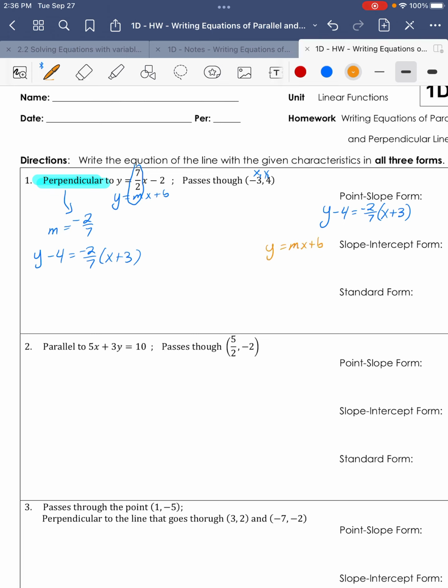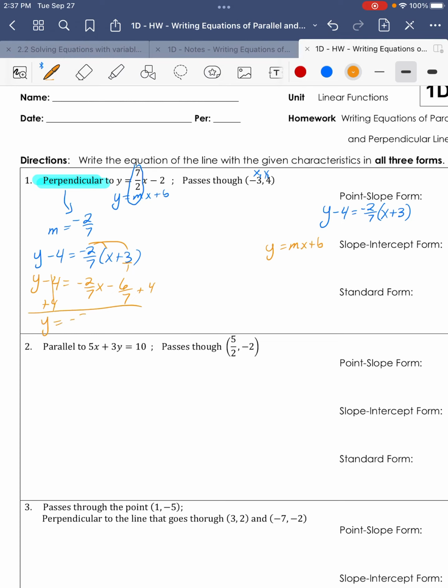There's no parentheses, so we have to get rid of the parentheses, and this minus 4 on the left side needs to also be moved because it's y equals, not y minus 4 equals. First I'm going to move the parentheses, so I'm going to distribute. Negative 2/7 times x is negative 2/7 x. Negative 2/7 times 3 is negative 6 over 7. Now we need to add the 4. The parentheses are gone, so we got to add 4.